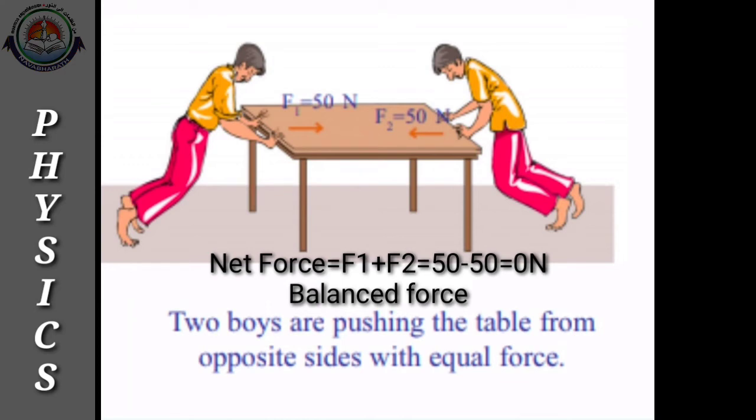Two boys are pushing the table from opposite sides with equal force. The same force is applied in the opposite direction. That type of force is called what? Balanced force. What is the net force in that case? 0 Newton. The net force is F1 plus F2, which equals 50 minus 50. Why is it minus? Because the force is in the opposite direction, so that direction gets the negative sign. Clear? In this case the net force is 0 and the force is a balanced force.